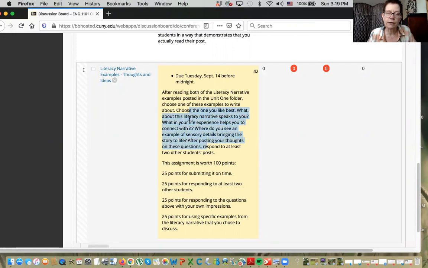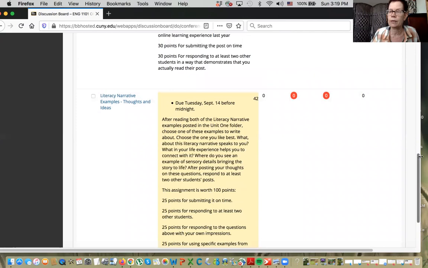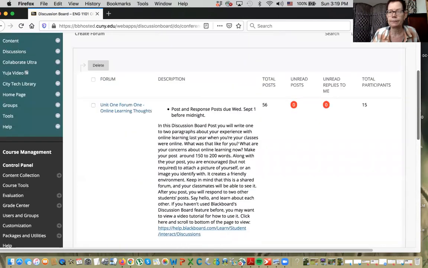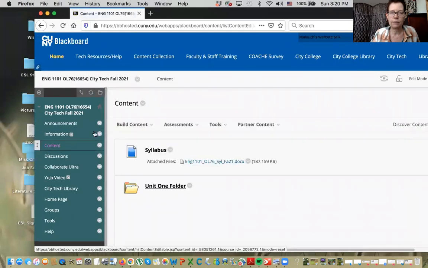What about this literacy narrative speaks to you? What in your life experience helps you to connect with it? Where do you see examples of sensory details bringing the story to life? Now, this is important because both of these literacy narratives do that. Both of them use sensory details to bring the story to life, to bring the reader into that moment. So you're going to find the place in the literacy narrative where the writer does that. Okay, so that's that. We're going to go back to the content folder.